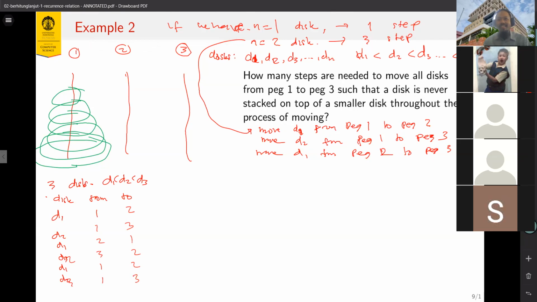And then D1 from 2 to 1, D2 from 2 to 3, D1 from 1 to 3. 1, 2, 3, 4, 5, 6, 7, 8, 9. Well, we have 9 steps. We could actually do it in 7 steps.